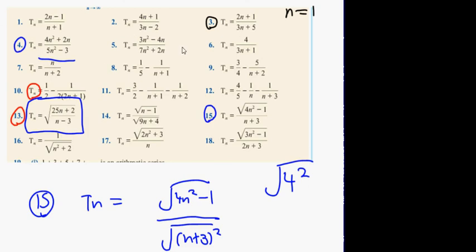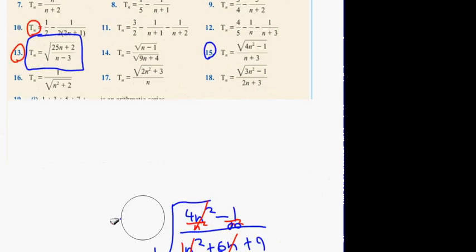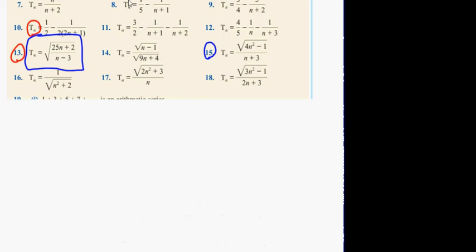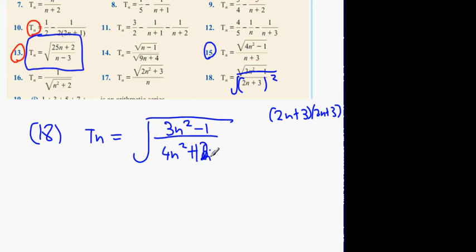Now, what about number 18? I'm thinking number 18 then. Exact same thing, square root it, put big square root brackets in this time, it's going to be 3n squared minus 1. You're going to change that to square root of 2n plus 3 squared. Then when you multiply 2n plus 3 by 2n plus 3, you're going to get 4n squared plus 12n plus 9. What's the biggest value of n squared?